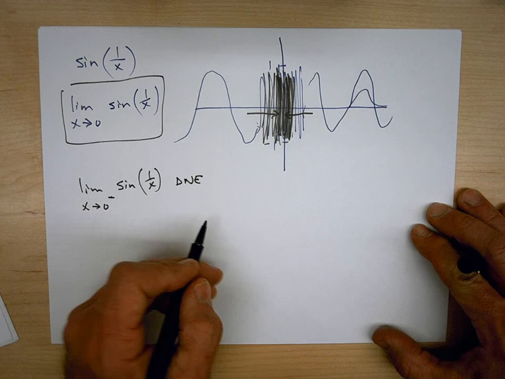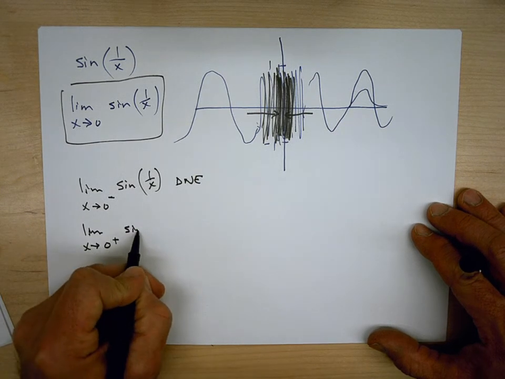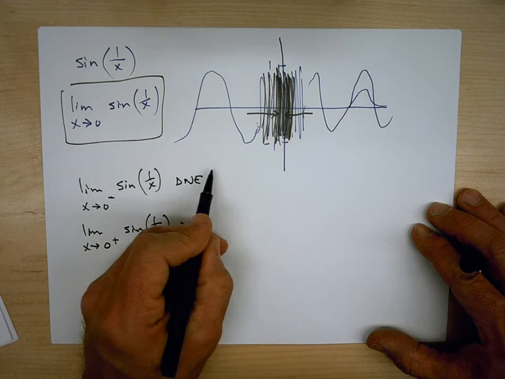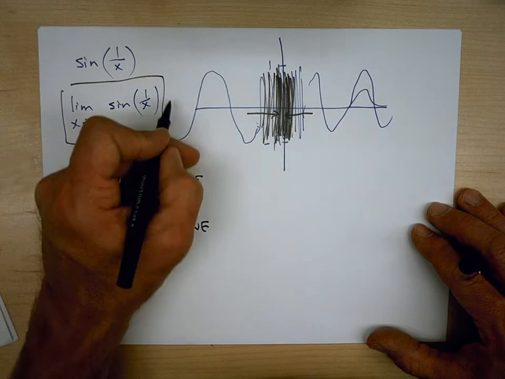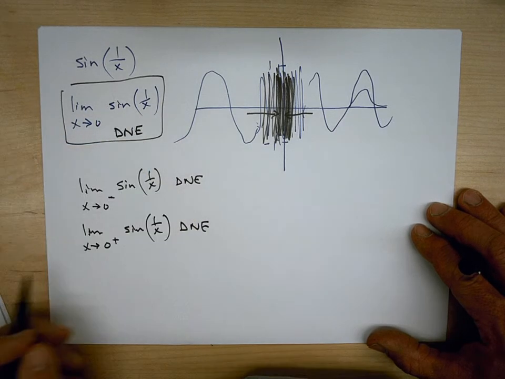So we have the limit as x approaches 0 from the right of sine 1 over x. That also does not exist. Together or separately, they imply that this right here does not exist.